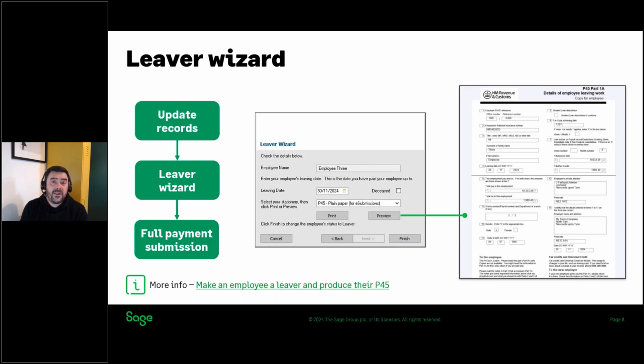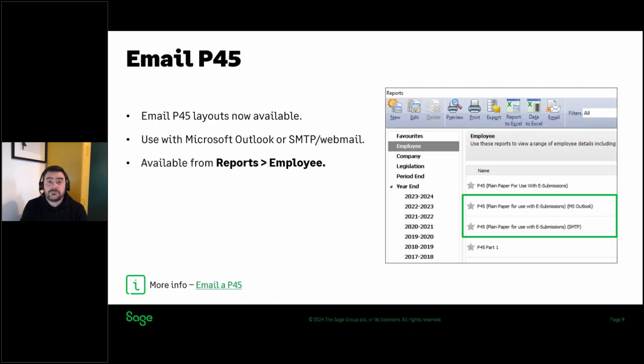When you run the leaver wizard, you'll be given the option of either printing or previewing a P45. There is now an option to email a P45 rather than print it out. We have email P45 layouts available, but they are found in the reports area rather than in the leaver wizard. So you would still run the leaver wizard to record the leaving date, but to actually send the email P45, you would go into reports. And there are different reports depending on whether you're using Microsoft Outlook or SMTP or webmail.